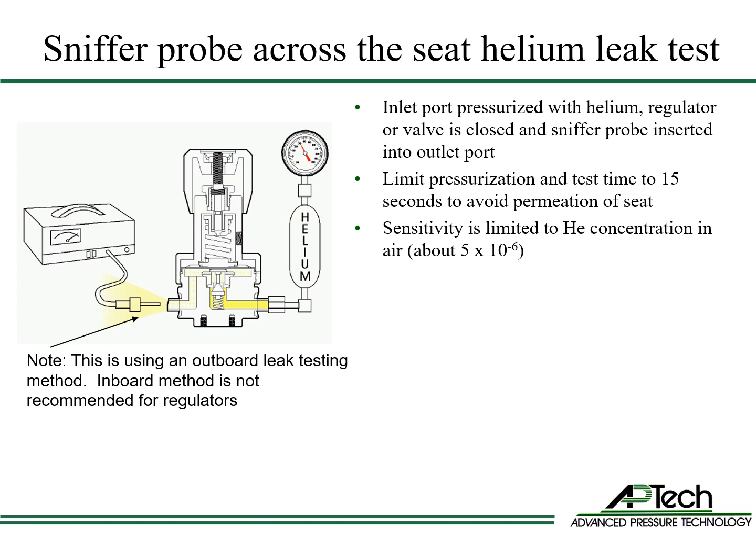The sniffer probe across the seat helium leak test method pressurizes a valve or regulator's inlet with helium, and the operator inserts the sniffer probe in the outlet. As mentioned previously, helium permeates the seat material, so test time should be limited to 15 seconds. This test sensitivity is limited to the helium concentration in air, about 5 times 10 to the minus 6.